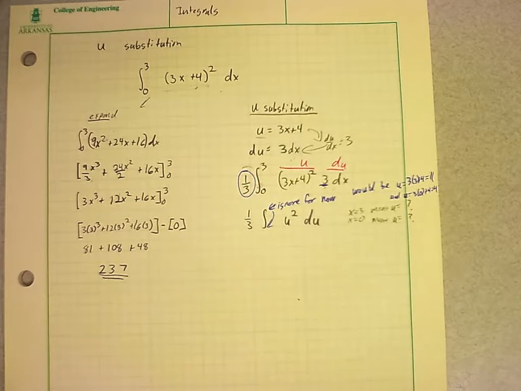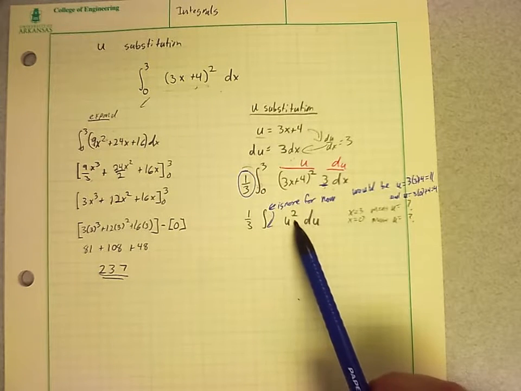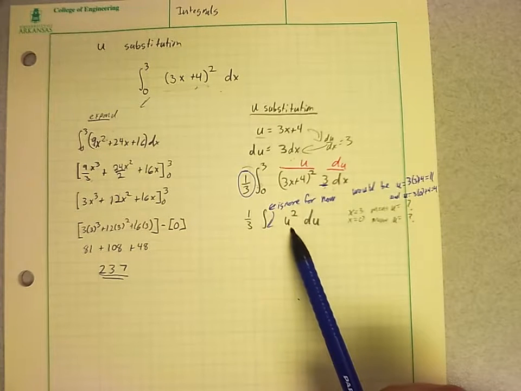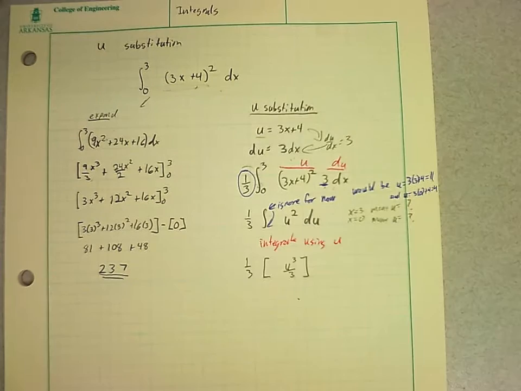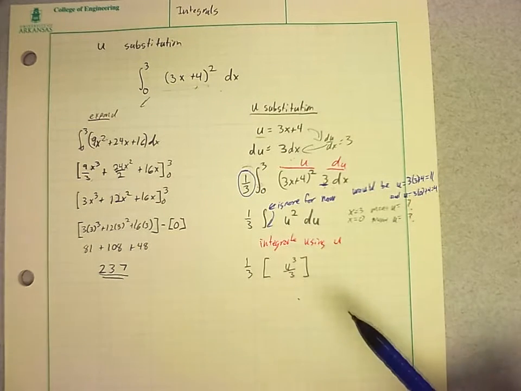But again, let's just do the integration and then talk about that. So how do I integrate this? Well, if I'm looking at this and integrating with respect to u du, then it's just a simple power rule, right? I'm going to raise the power and divide by the new power. So I integrate using u, I get u cubed divided by 3.